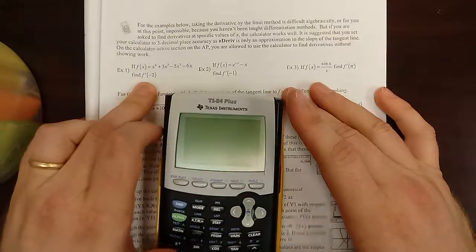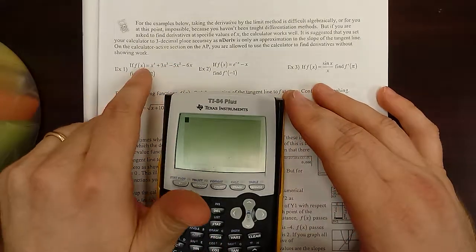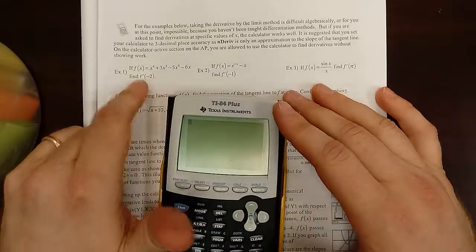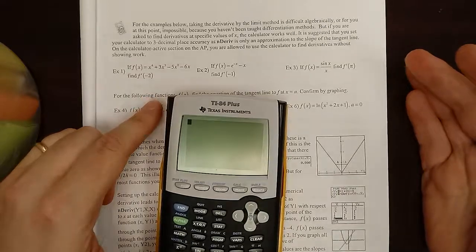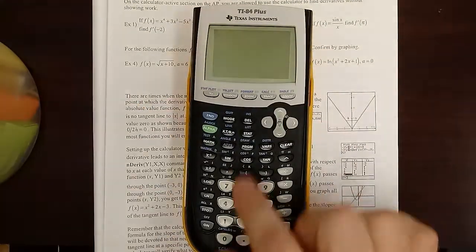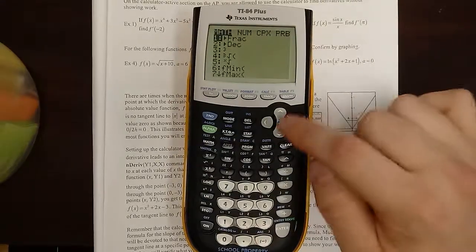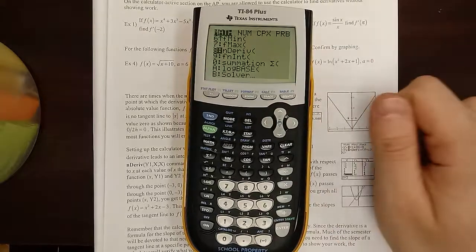So let's say we want to find f prime of -2. Now there is a way for us to find this derivative, and then so we could find f prime, and then after we get that we'll plug in -2. Or if it's a calculator question, all we got to do is go math button, go all the way down until you see nDeriv.